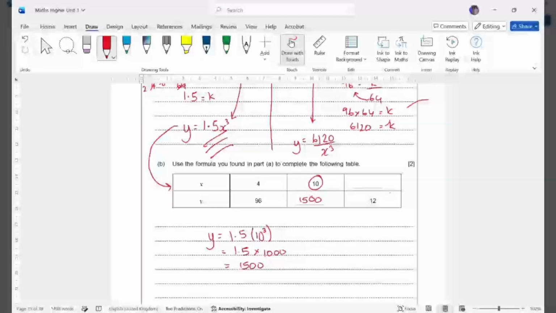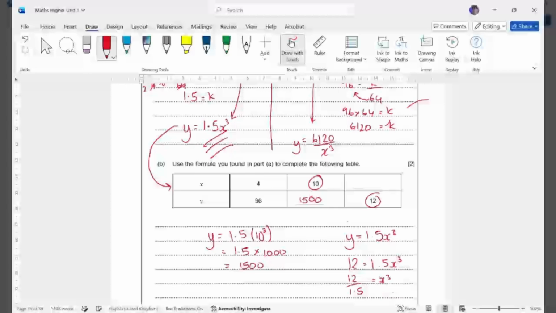This one is always a nightmare, where you start with the same formula, y equals 1.5 x cubed, but this time we're not substituting in x, we're substituting in y. We're putting the 12 there. Please don't worry about this one. Again, switch off, fast forward 20 seconds, whatever you want to do. The opposite of times in 1.5 is to divide by 1.5.